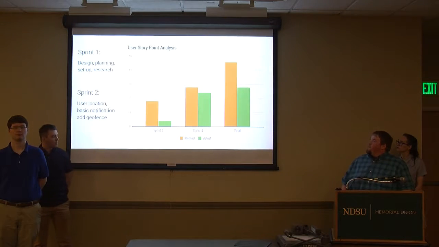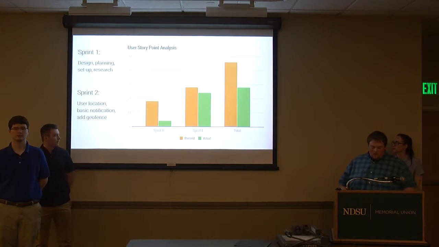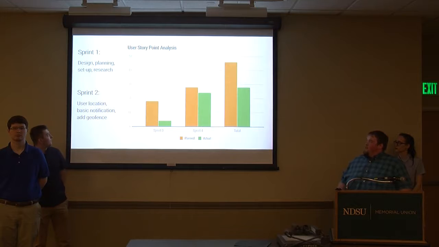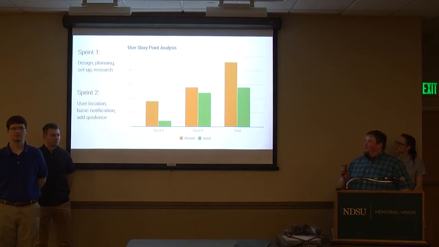So here we have our user story point laid out. Sprint 1, just on the other side, we did design, planning, setup, and research. And then Sprint 2, we did user location, basic notifications, and we added geofences. And Sprint 3 is when we went to almost a grinding halt because we had to reset everything we were doing and switch to doing native Android coding, which is why it was so low. So we basically had to relearn a lot of stuff.